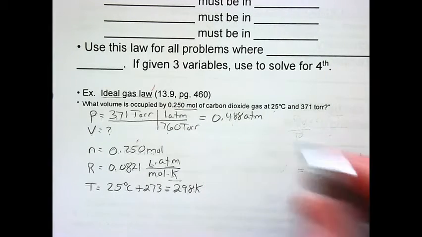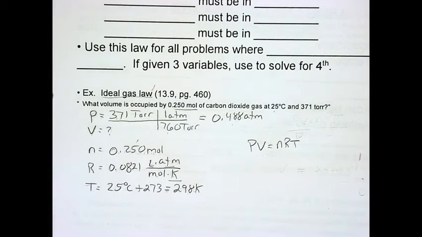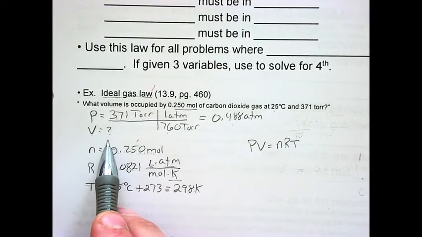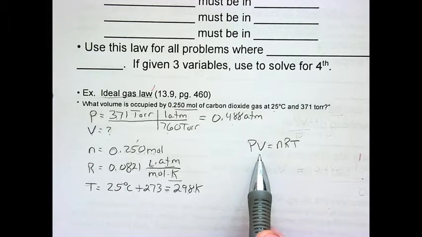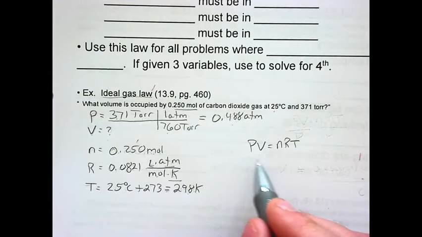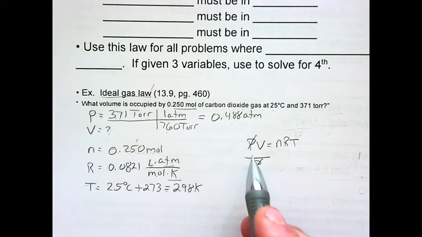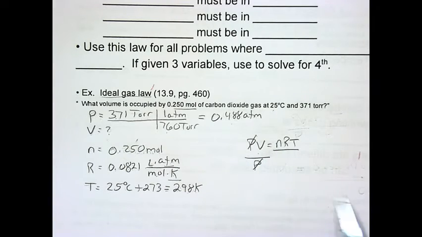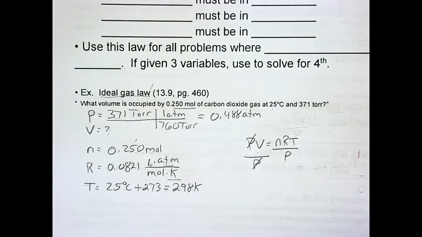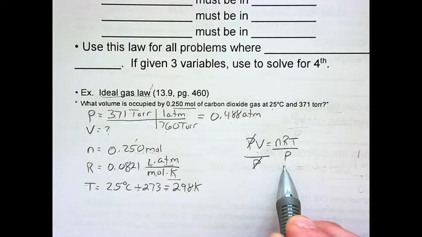Now, the formula once again is PV equals nRT. I have to isolate the unknown V while it's still in letter form. To isolate it, it needs to be all by itself on one side of the equation and in the numerator. Now, V is already a numerator, but it's being multiplied by P. So I want to do the opposite of multiplication, which is division. That way the P's cancel out, leaving V all by itself. But of course, what I do to one side, I have to do to the other to maintain balance. So volume is equal to n times R times T divided by P.